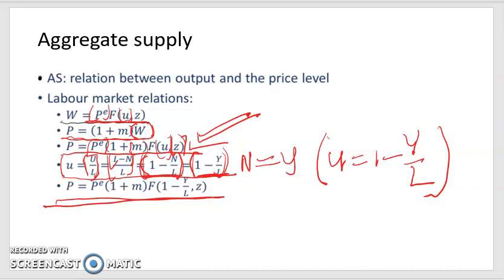This equation tells us that the price level depends on the expected price level and on the level of output, and also on the markup, catch-all variables, and the labor force. For simplicity, we assume that the markup, the catch-all variable Z, as well as the labor force are constant, to explore the relationship between price, expected price, and output.